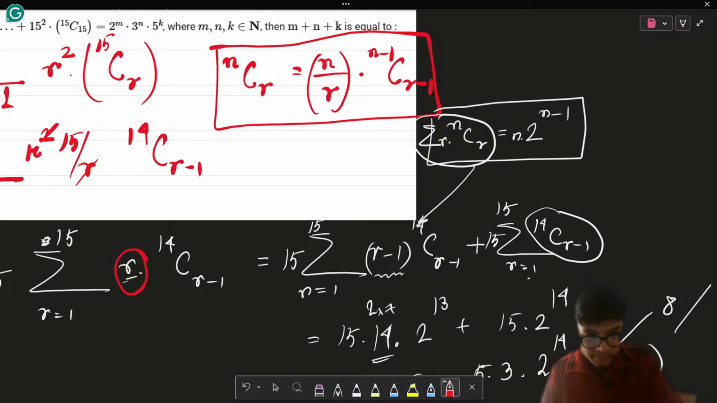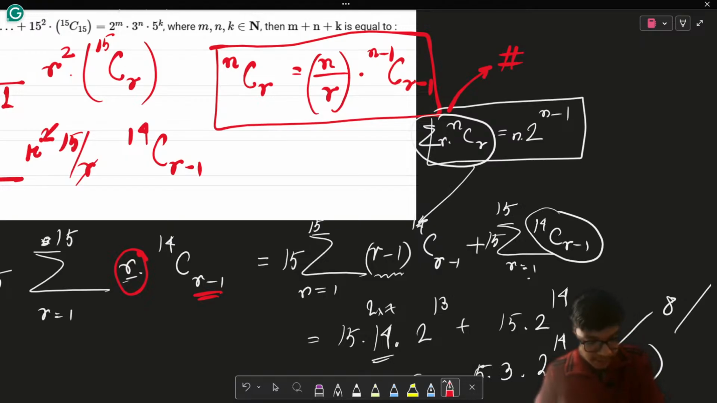Because if I have this problem in this form, r into 14 C r minus 1, then we won't be able to solve the problem, because we know the formula for the other expression, right? So having known this particular formula, we can now evaluate this result very easily. Is this clear to all of you? Okay, simple and straightforward, right?